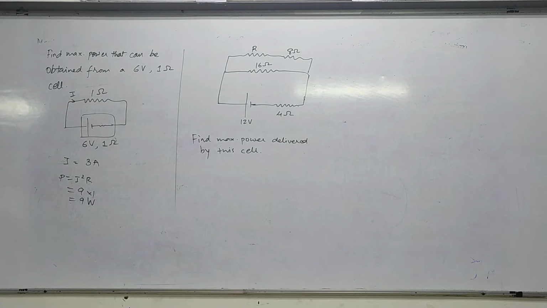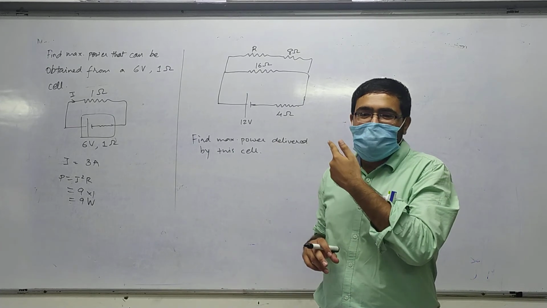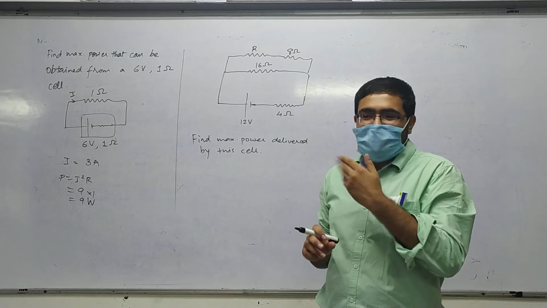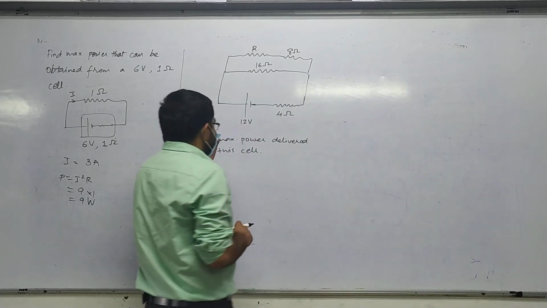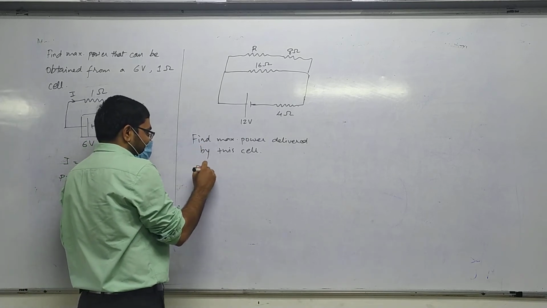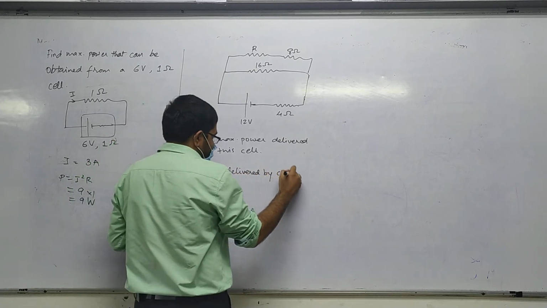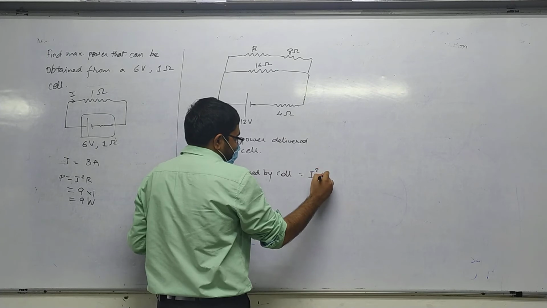d(I square) by dr, so r into dI by dr. Correct concept. But there is actually no need to do differentiation for solving this question. Let's see how. Does this cell have internal resistance? No. Correct or not? So do you realize that the power delivered by the cell will be equal to I square into R equivalent?